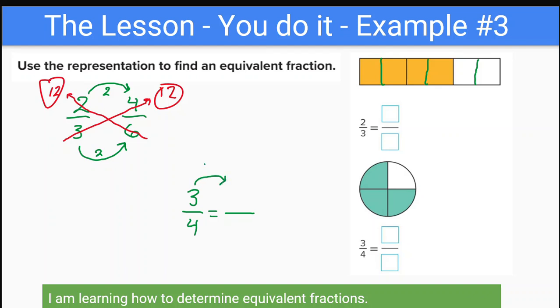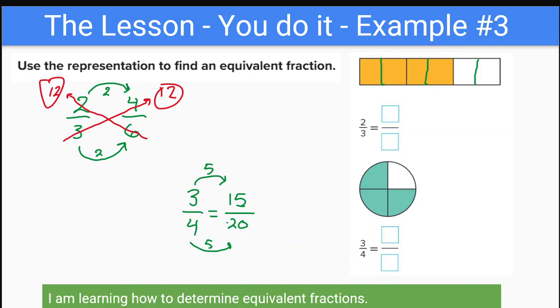3 times 5 is, right, 15. And if you used 5 on the top, you've got to use 5 on the bottom, okay? 4 times 5 is 20. All right, if you had 3 nickels, that would be 15 cents. If you had 4 nickels, that would be 20 cents. Okay, so these are equivalent right here.